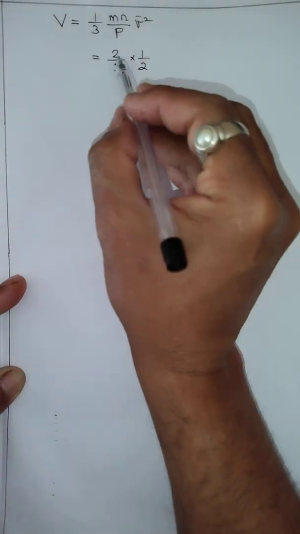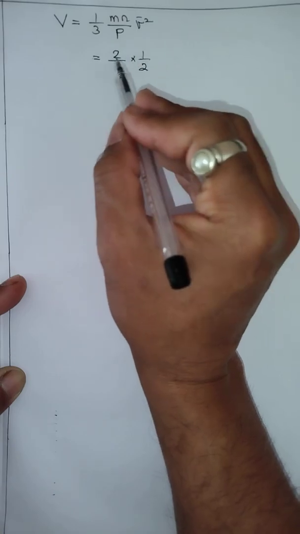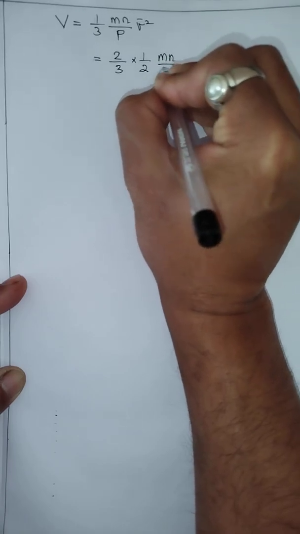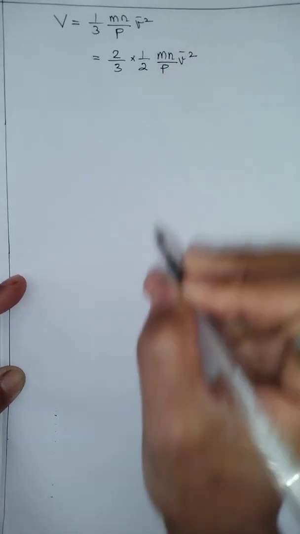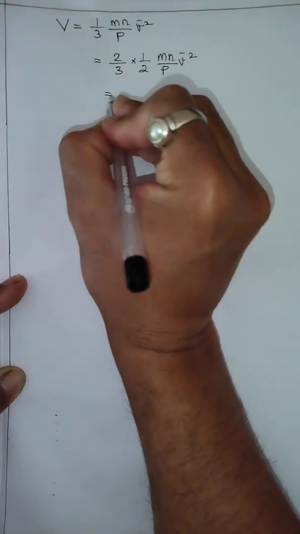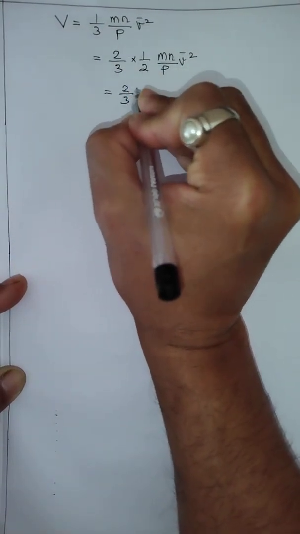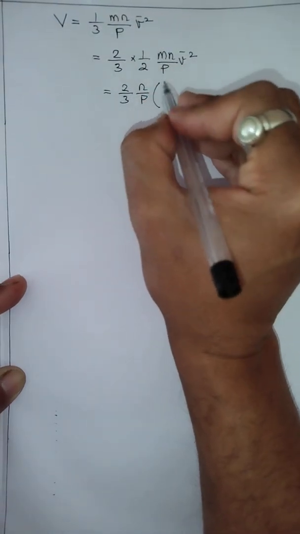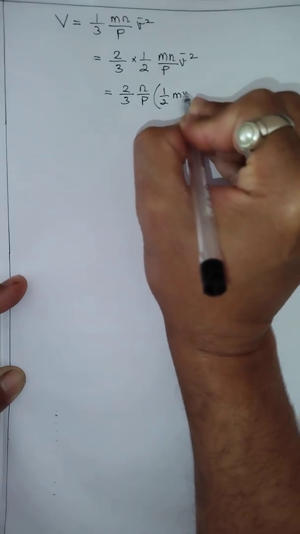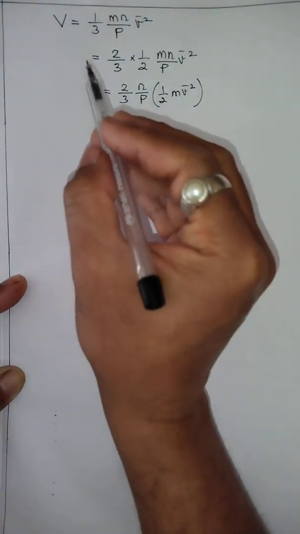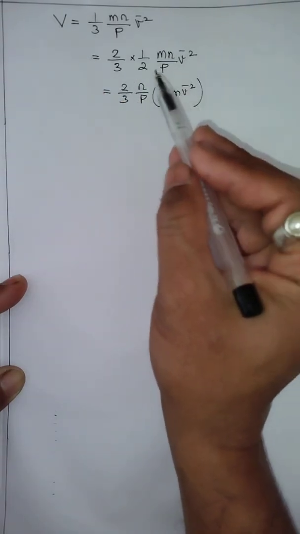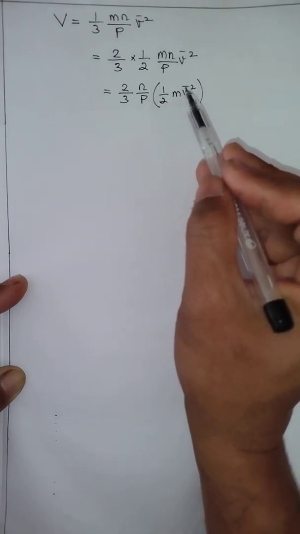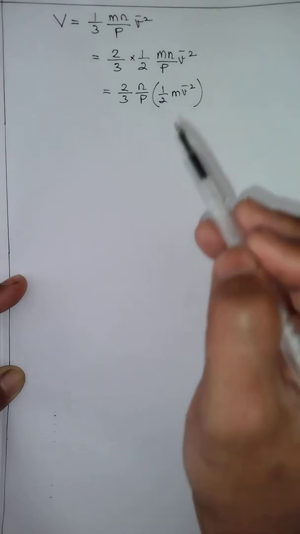So it will now be 2 by 3 into 1 by 2. I just added 2 in the numerator and the denominator. Now it will be mN by P with the mean square speed. Now I rearrange this expression and write it this way: 2 by 3, N by P, and then 1 by 2 m times the mean square speed of the gas. I am trying to write this V in terms of the kinetic energy of the gas, because you know 1 by 2 m times the mean square speed is the expression of kinetic energy.